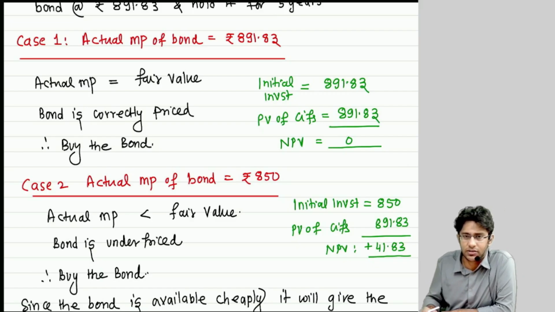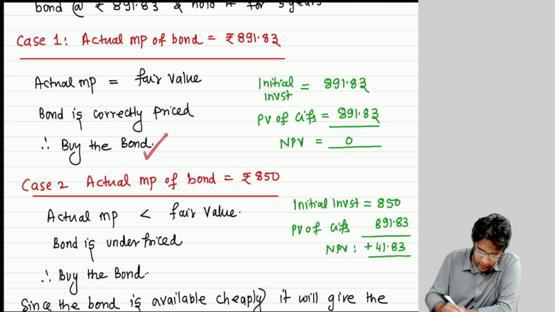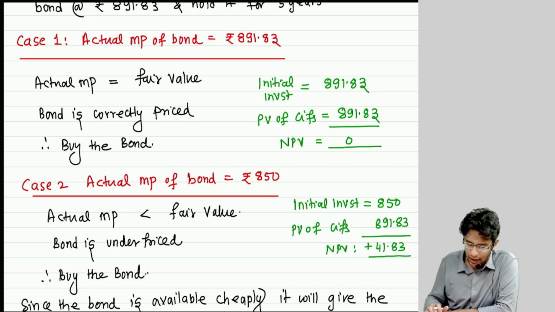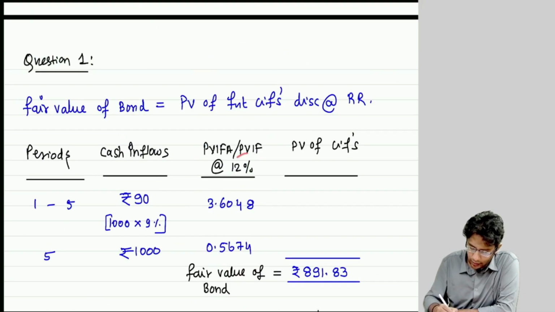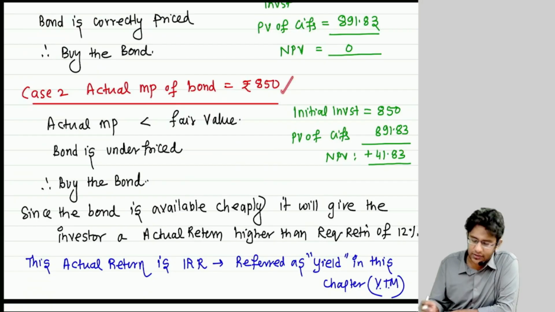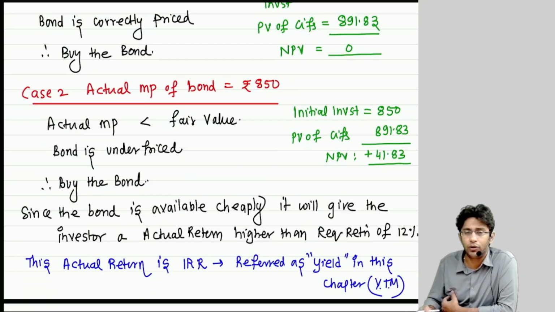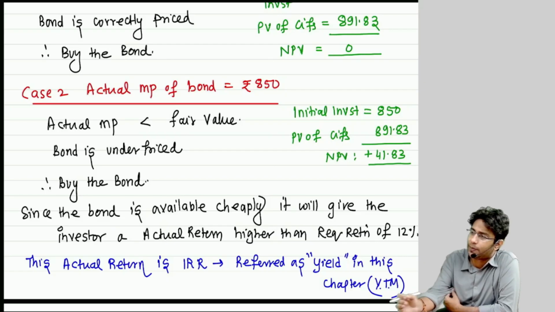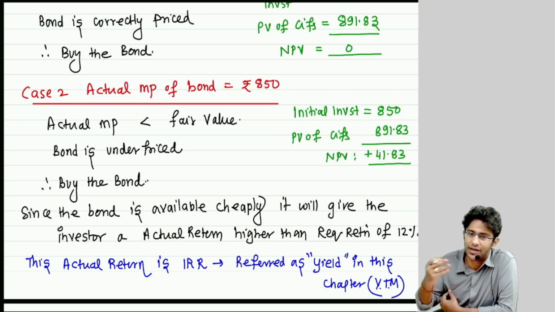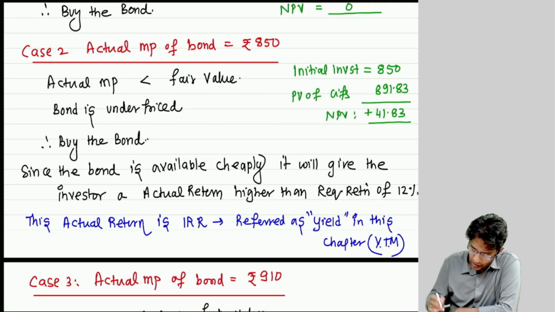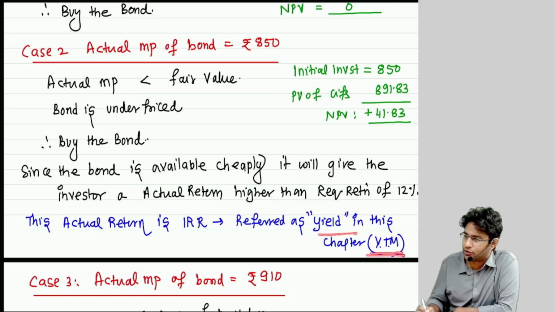When something is correctly priced, definitely you should go and buy the bond. Fine. If you buy the bond, how much return will you get? Your actual return will be equal to your required return when the bond is correctly priced. Suppose to your surprise, you found the bond at a lower price. If you find the bond at a lower price like that, we call the bond underpriced. If you buy an underpriced bond, what will happen, sir? You will end up getting a return more than your required return. Correct? This actual return, whatever you are going to get, is referred to as what? Yield, or yield to maturity in this chapter. Today, we will be learning how to compute that YTM.